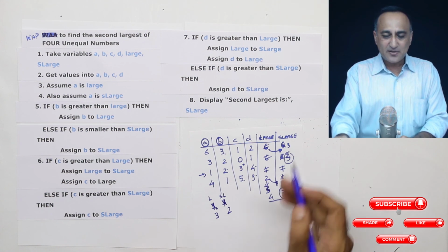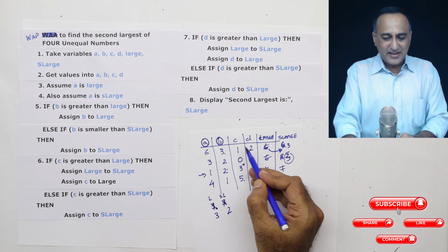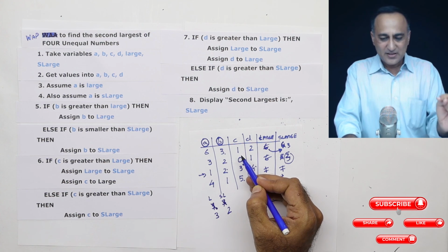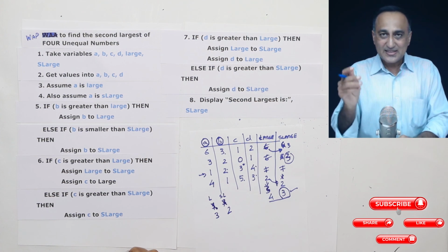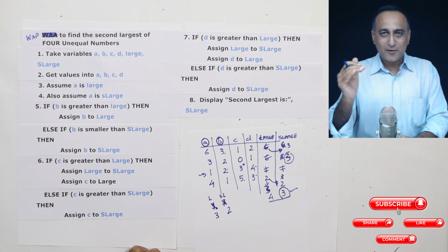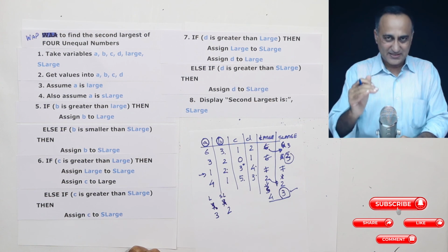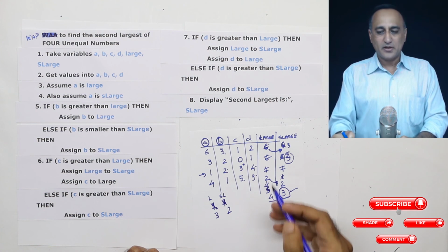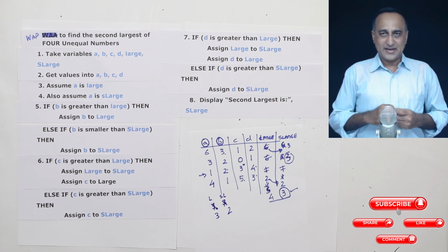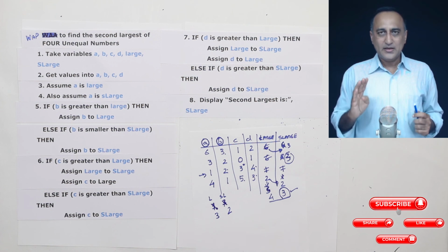C and D are easier because for C and D, I need to compare whether the value of C is greater than large. If it is greater than large, I'll replace the second large with the current value of large, and the new value of large is going to take the value of C. The same process is going to be repeated for D. So this is the pseudocode to find the second largest of 4 unequal numbers.